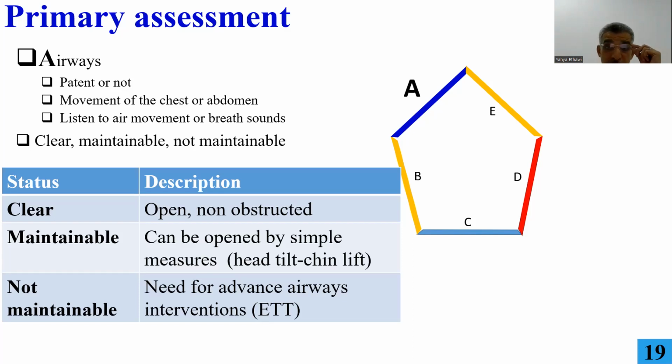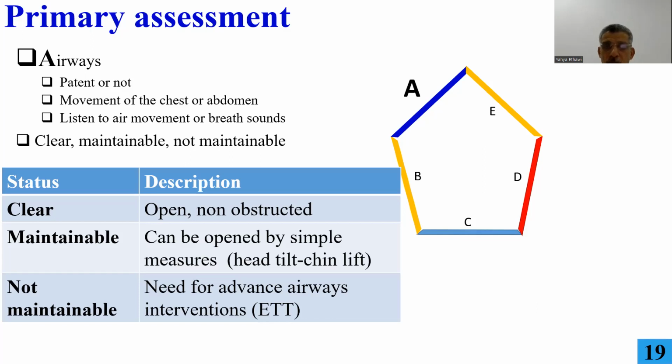So the sniffing position is as follows: the tip of the nose and the tip of the chin are on the same level. If you put a ruler or a wall or a plate, the tip of the nose and the tip of the chin should be on the same horizontal level. When you do this position, the airway will be aligned, so the larynx, the pharynx, and the mouth will be aligned and the airway will be open.